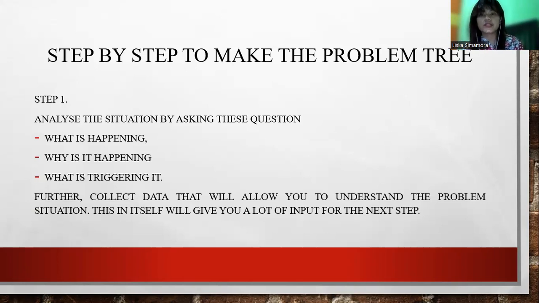We can read the literature. We can do the discussion. So within those three ways, we first have to ask questions: what is happening? And then why is it happening? And then what is triggering it? And further, when we complete answering these three questions, we can collect the data.